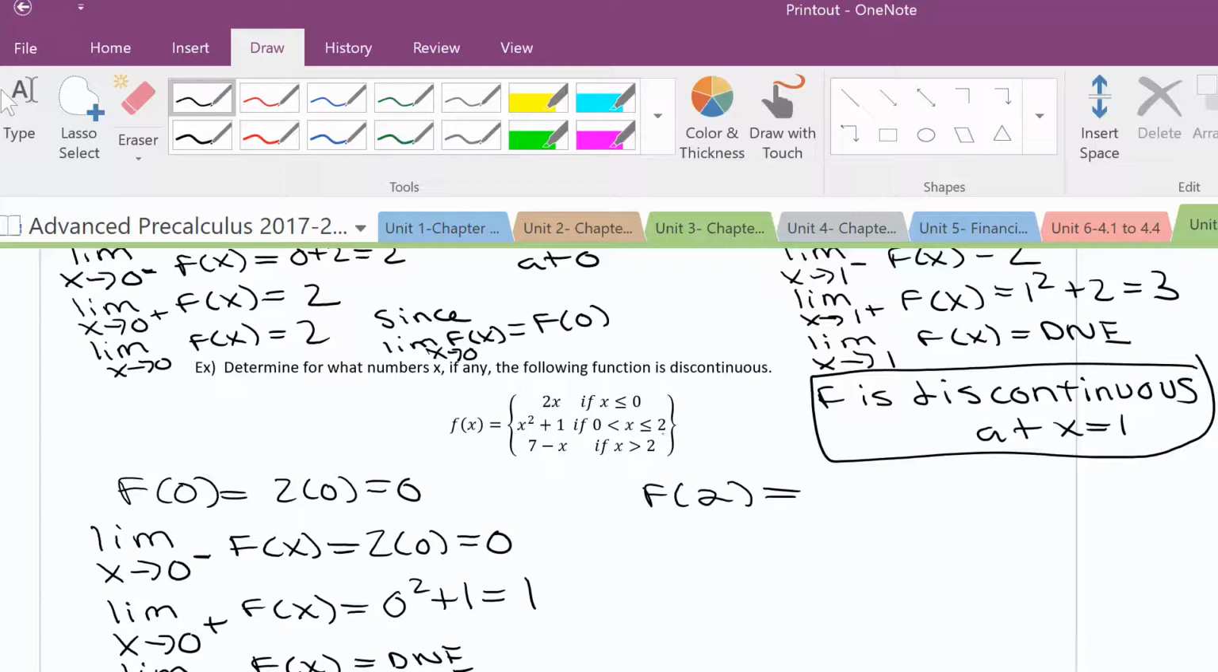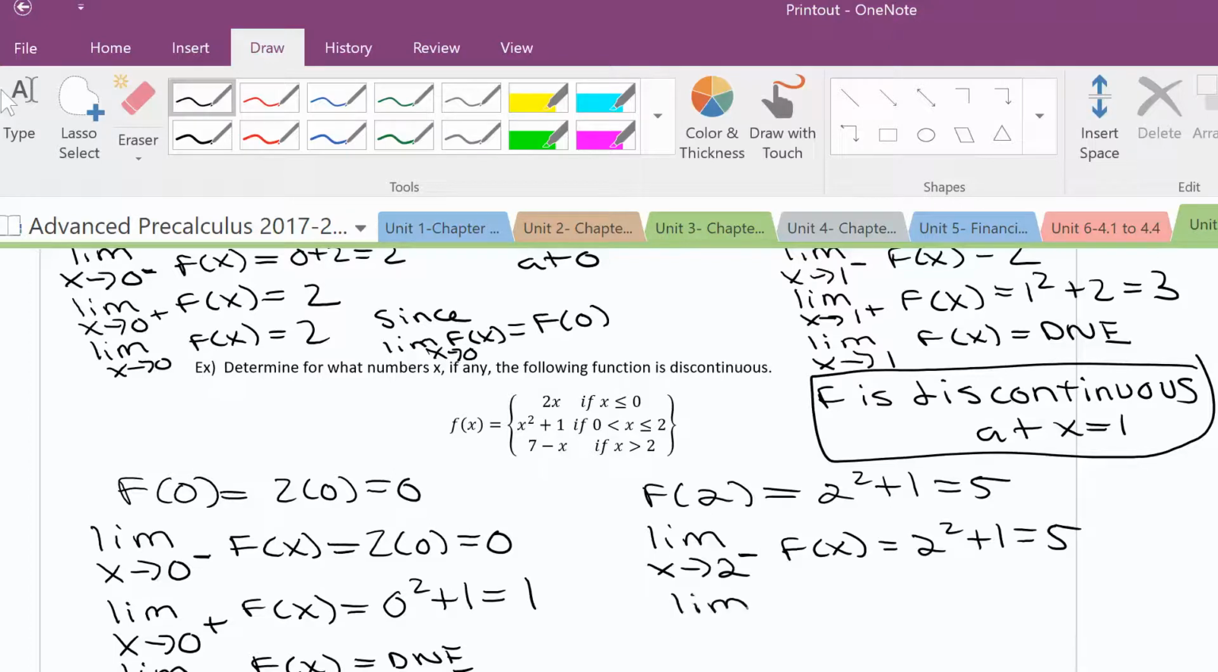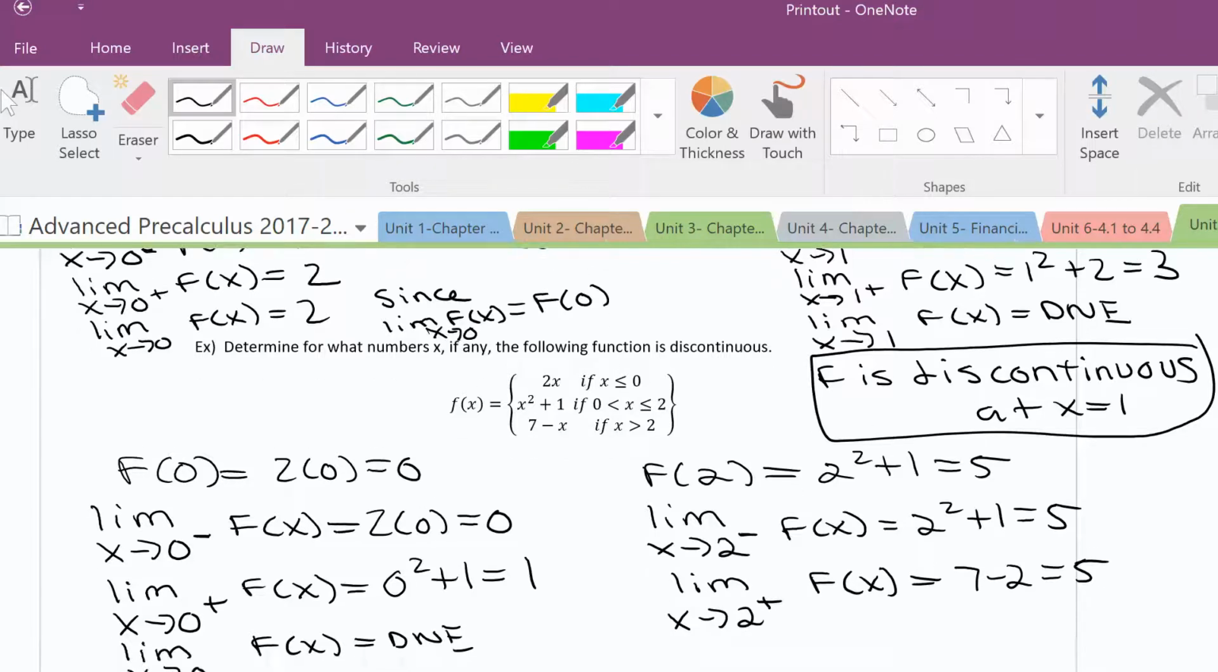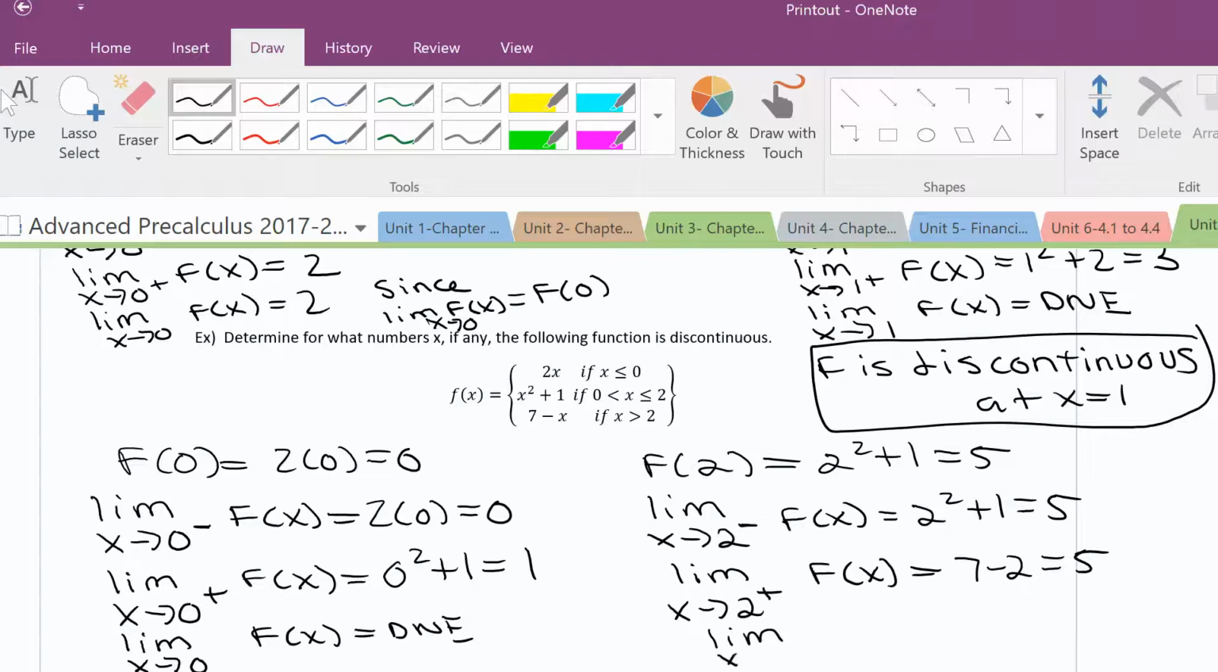F of 2 is 2 squared plus 1, which is 5. The limit as x approaches 2 from the left of the function is 2 squared plus 1, which is 5. The limit as x approaches 2 from the right of the function is when it's greater than 2, so 7 minus 2 is also 5, which means the limit as x approaches 2 of the function, since the left and right limits are both 5, is 5.